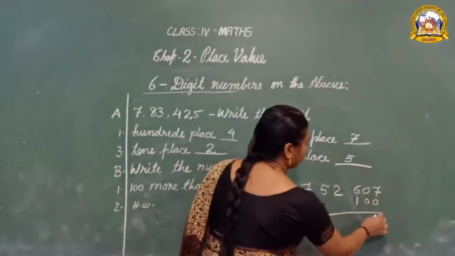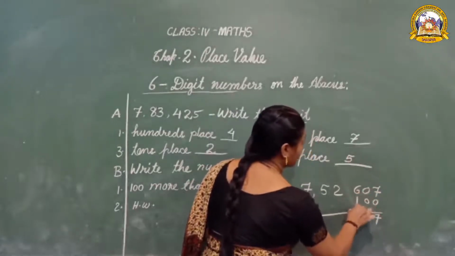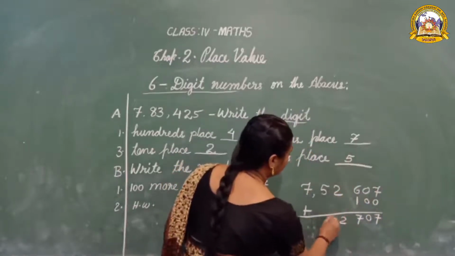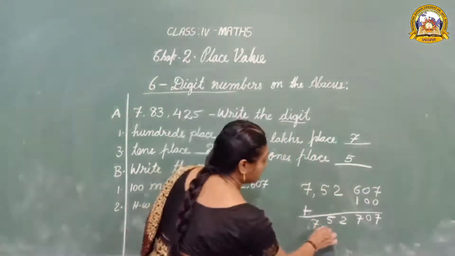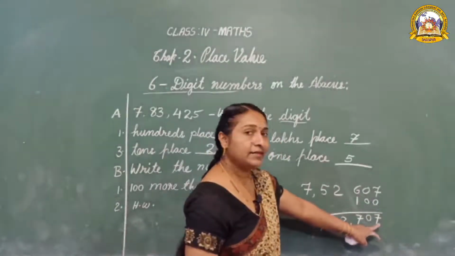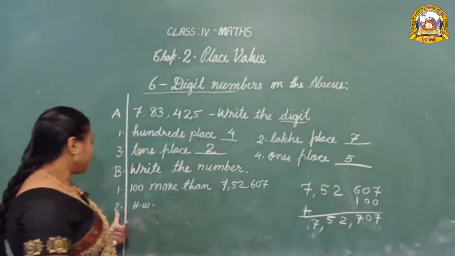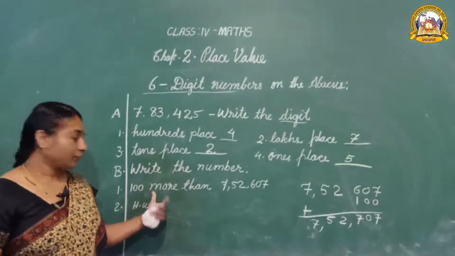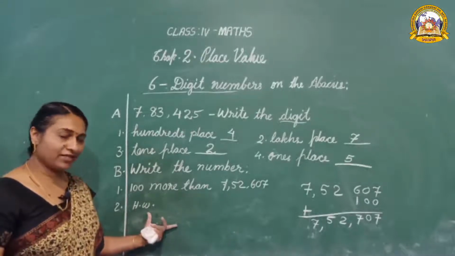Look here, 7 plus 0, 7, 0 plus 0, 0, 6 plus 1, 7, then 2, 5, 7. That is 7,52,707. It is our answer. Next, the second one is also the same as this first one. You should do that. That is homework. Okay, can you do it? Yes, you can.